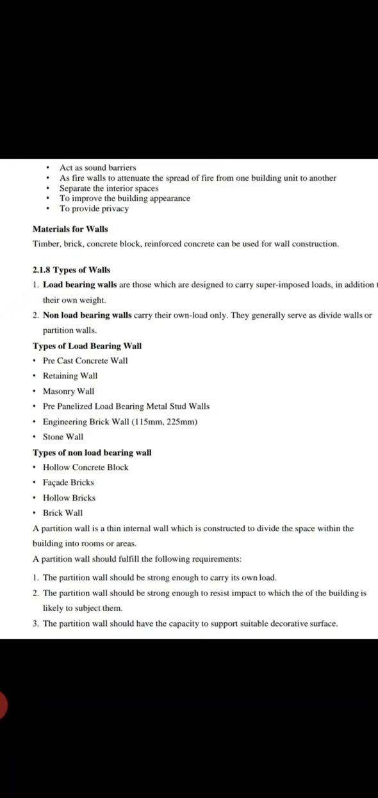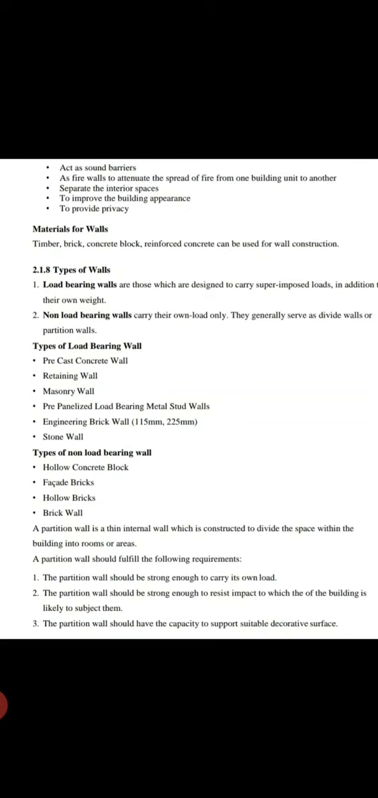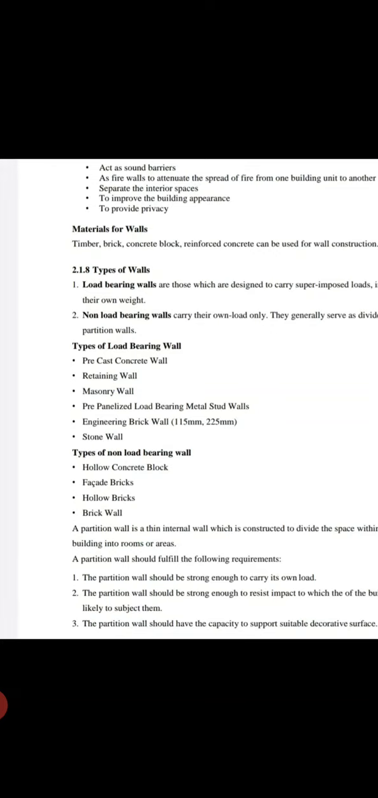A partition wall is a thin internal wall which is constructed to divide the space within the building into rooms or areas. A partition wall should fulfill the following requirements. It should be strong enough to carry its own load. It should be strong enough to resist the impact to which the building is likely to be subjected. It should have the capacity to support suitable decorative surfaces.